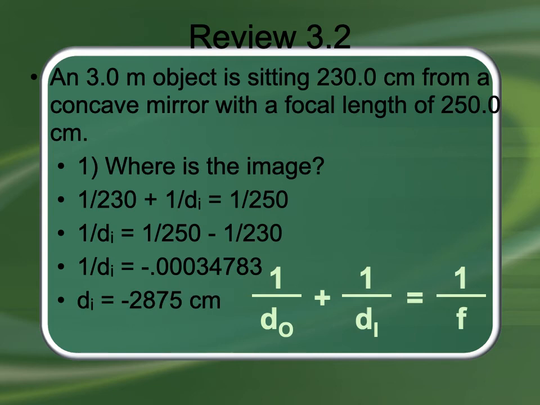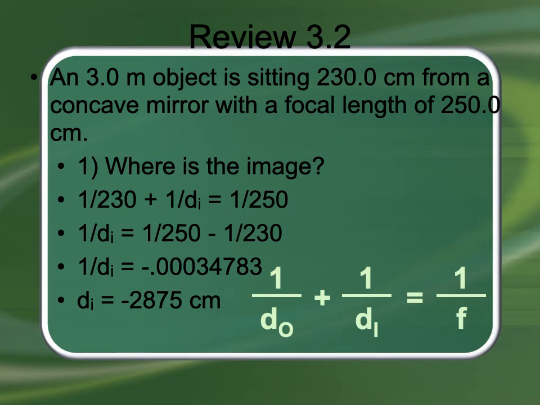Again, then we take the reciprocal of that. Now, this was important because when you guys did this on parallel resistors, a couple of you forgot to do this last step. So that's 1 over di. So di is going to be negative 2,875 centimeters. What that means is the image is 28 meters behind the mirror. Okay, so this is going to be way out in the mirror. You're looking in the mirror and you're going to see this way out, 28 meters out in the mirror, okay?